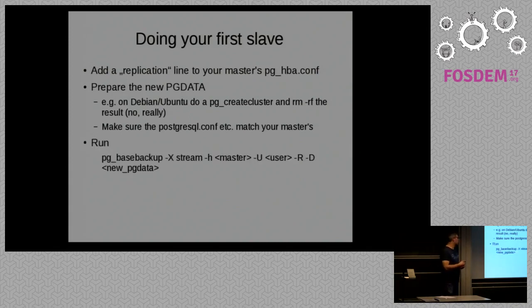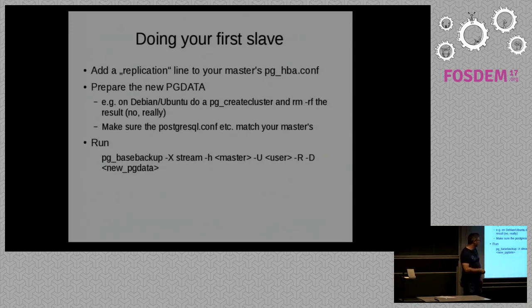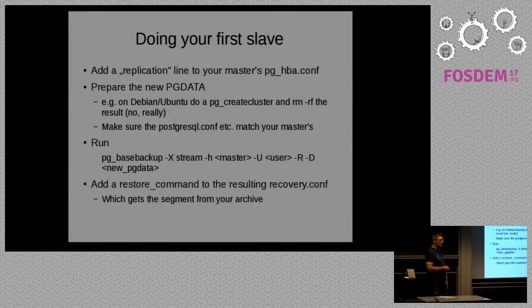And then run pg_basebackup, actually. First you have to do the copy. So you run pg_basebackup on your new slave, tell it to fetch the xlog segments via stream, give your host, give your user, and so on, and you give it the new PGDATA directory, /var/lib/postgresql/whatever, and it will just copy everything over and provide you with a running instance, and because you have given minus R, it will also create a recovery.conf that will basically work, except that you will probably want to add a restore_command, which enables the new slave to fetch missing WAL segments later from your WAL archive.